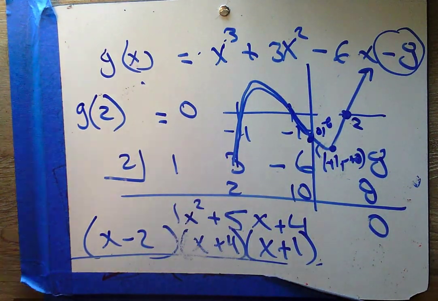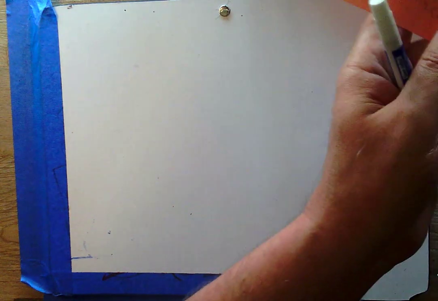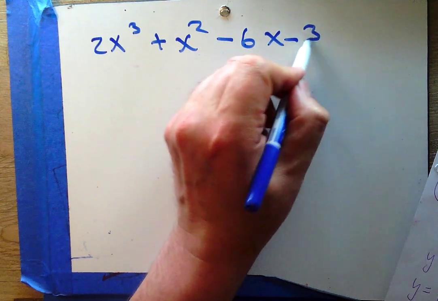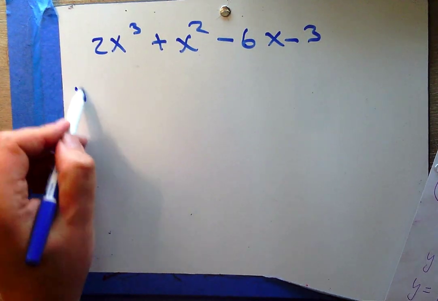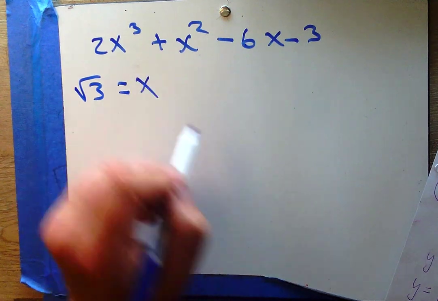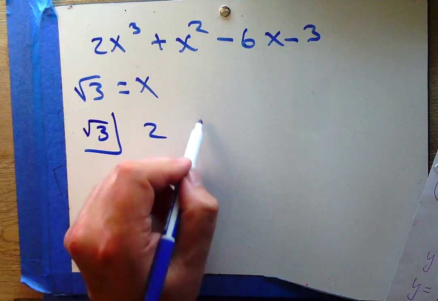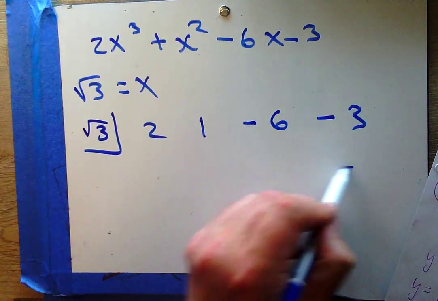Okay, nice. So we've got this review of factor theorem and remainder theorem. We can use synthetic division to break up a polynomial. And of course, that leads us to these. So 2x to the third plus x squared minus 6x minus 3. And I know that square root of 3 is an x-intercept. Okay, so root 3, 2, 1, negative 6, negative 3.